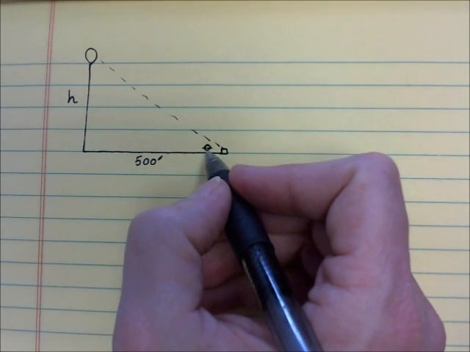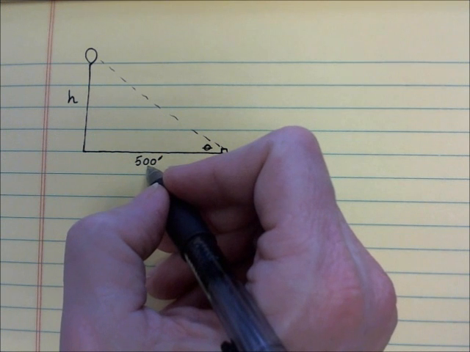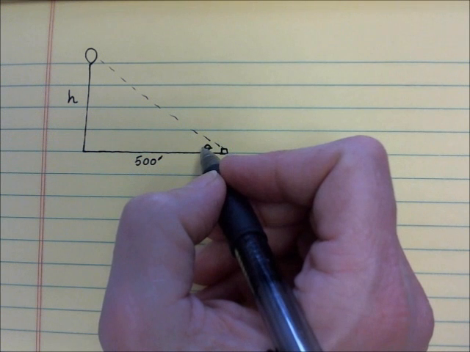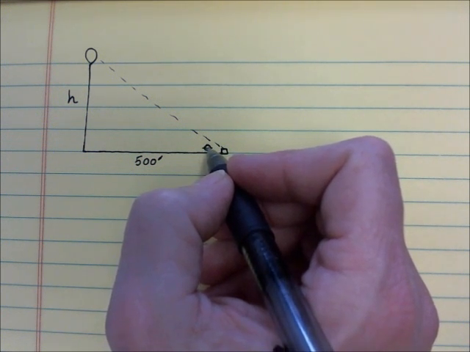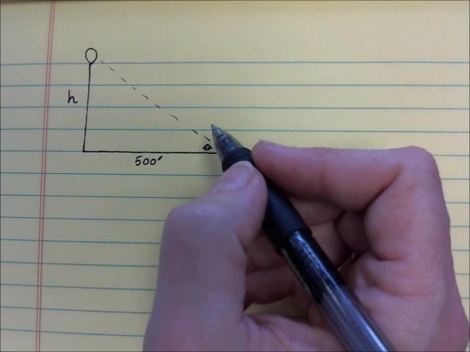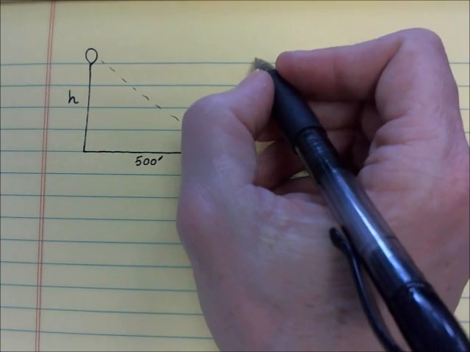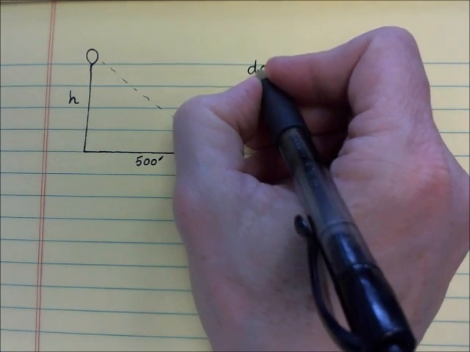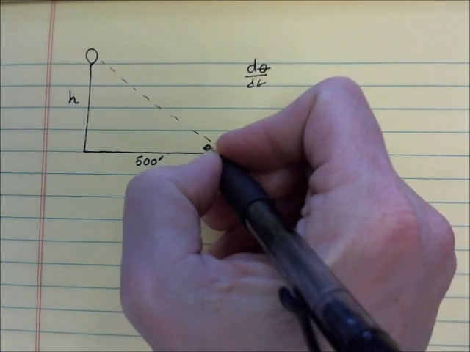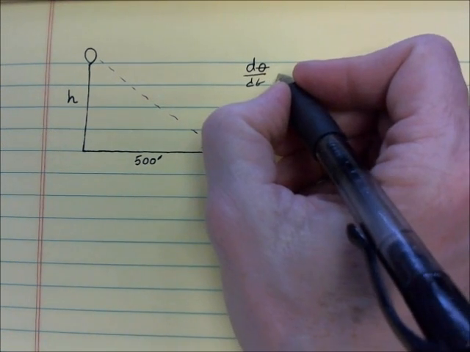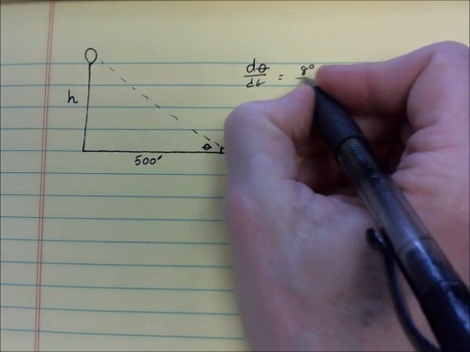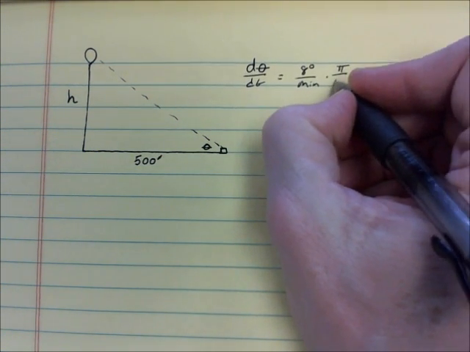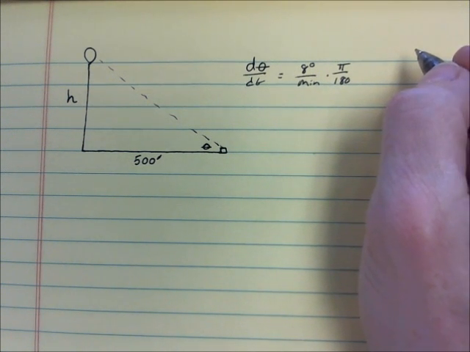And now you can see that we have two variables, theta and h, and we can actually set up some trigonometry, just SOHCAHTOA, knowing that the tangent of theta is equal to h over 500. So let's put down some of the things that we know already. We know that we're given in the problem that d theta dt, which is the change in that angle per time, they told us it was 8 degrees per minute, but we're going to have to multiply that by pi over 180 to get it into radians per minute.